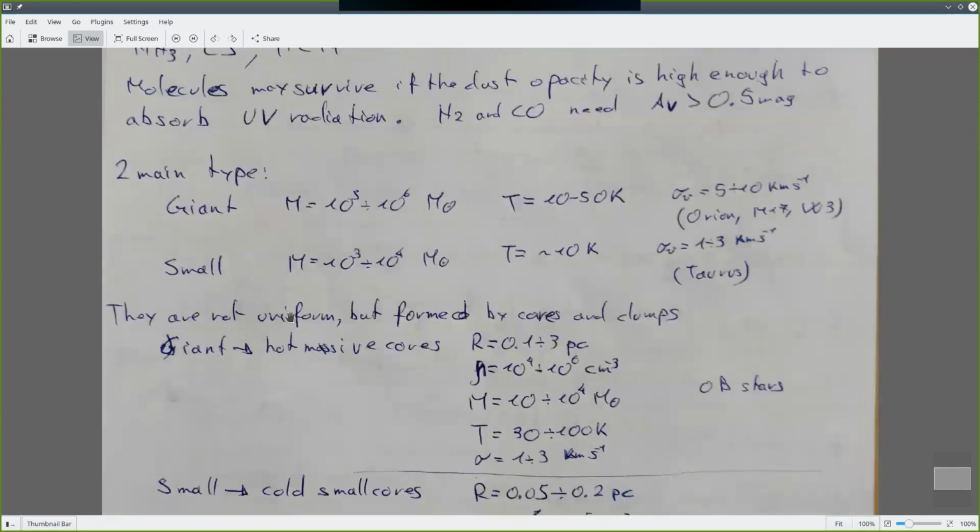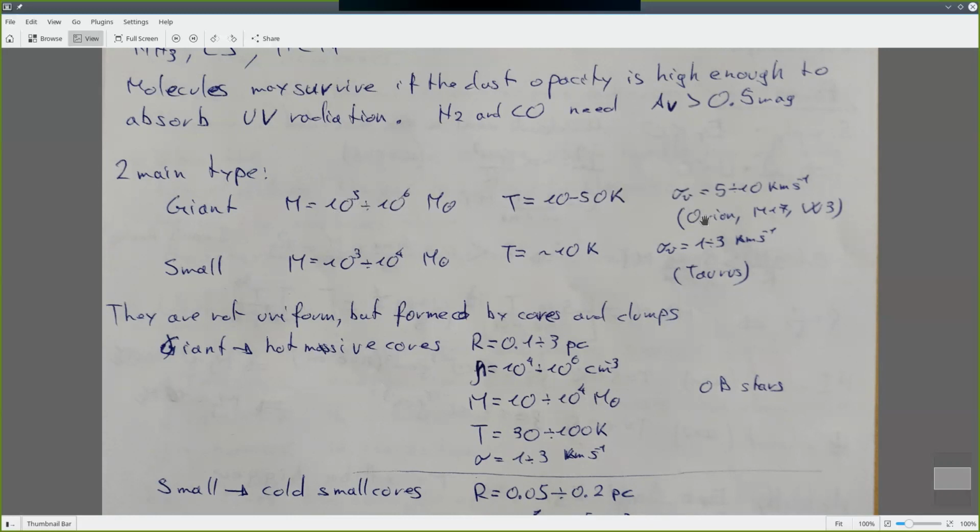Just briefly, and we stop here, to see the next on Friday. There are two main types of molecular clouds, the giant and the small. The giants are really big, 10 to the 5, 10 to the 6 solar masses, a little hotter, 10 to 50 Kelvin, and with higher dispersion velocity inside the gas.